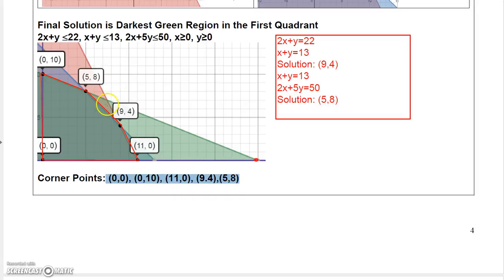Notice that the red line and the green line intersection is not part of the region, so that's not a corner point. And notice that these points that cross the axes way out here, like here and up here, there's a couple points up here, those aren't part of the region, so those aren't corner points. So what I'm trying to say is not every intersection is a corner point, but corner points can only occur at the intersections of the lines or the axes.